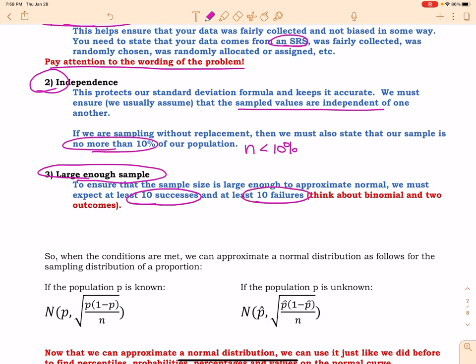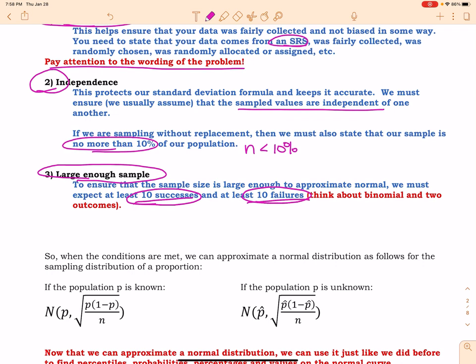Think back to when we were talking about the binomial distribution. We had two possible outcomes. It was in this category or it was in this category over here. There were only two possible outcomes. So whatever my situation is, I'm going to have two possible categories, and I want to see at least 10 of each to know that I've gotten a sample that's big enough for using my normal distribution model.